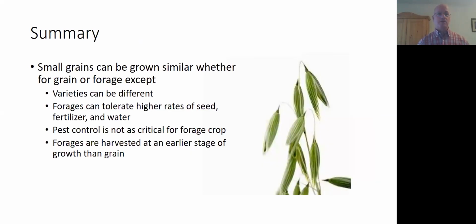So in summary, small grains can be grown similarly whether for grain or forage, except that the varieties are different. Forages can tolerate higher rates of seed, fertilizer, and water, although they may require less fertilizer and water. Pest control is probably not quite as critical for a forage crop compared to a grain crop, and forages are harvested at an earlier stage of growth than grain.